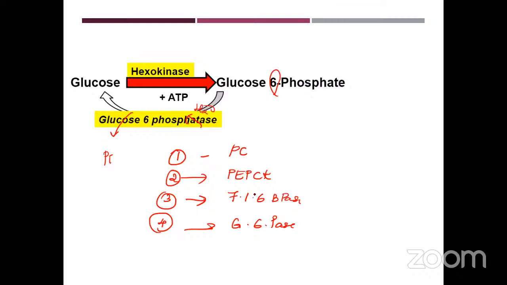If you know the key enzymes of glycolysis, you will understand the key enzymes of gluconeogenesis also. For the pyruvate kinase reaction, the reversal is achieved with the help of 2 enzymes, pyruvate carboxylase and phosphoenol pyruvate carboxykinase. These 2 enzymes are for reversal of the pyruvate kinase reaction. This is for the reversal of which reaction? Phosphofructokinase reaction. And this is for the reversal of the hexokinase reaction. Clear? Yes, ma'am.